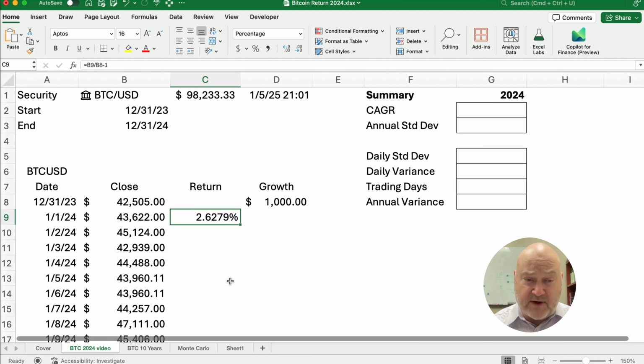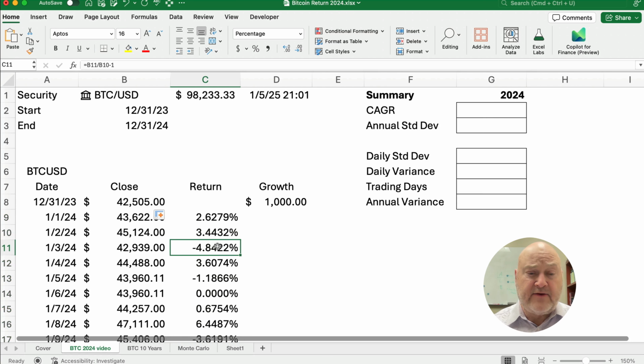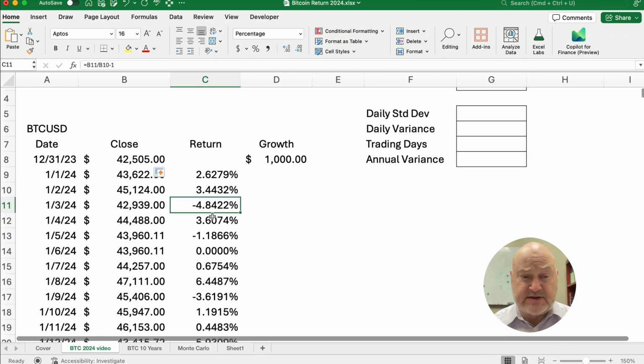And then I can copy this all the way down. I can go to the right bottom corner and double click. A left click there on the mouse, and you'll see every day the return. Some days it's positive, some days it's negative.